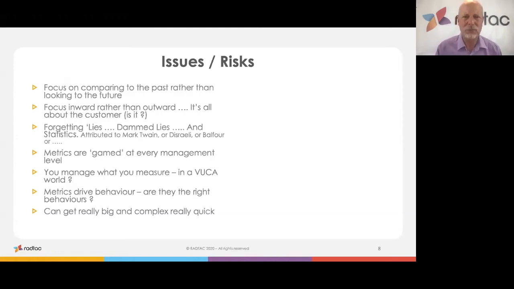And the last one I've got here, and by the way, this is nowhere near an exhaustive list of the sorts of risks associated with measuring, is that it can get really big and really complex really quick. Sadly, I've seen many scenarios where we start to measure things and it just totally runs out of control.